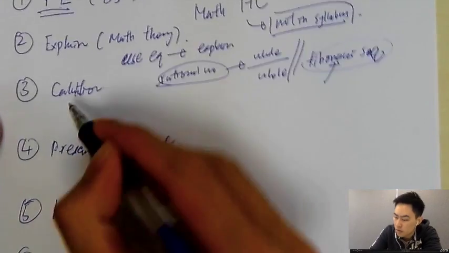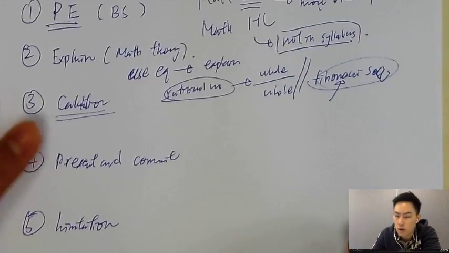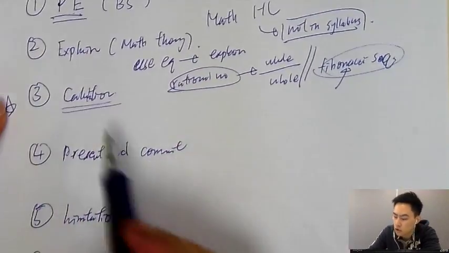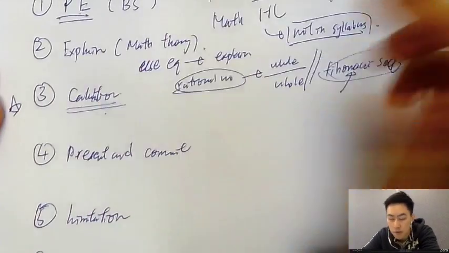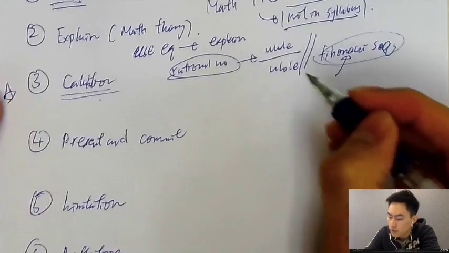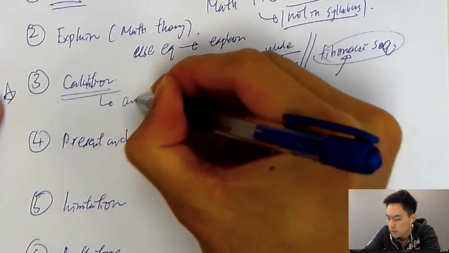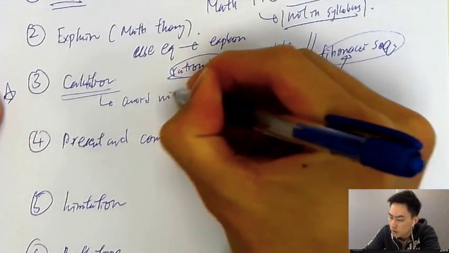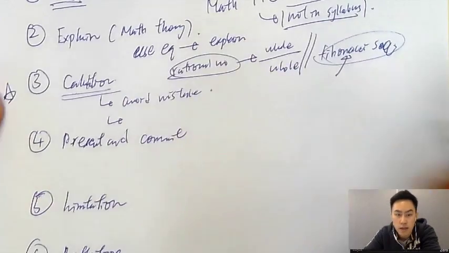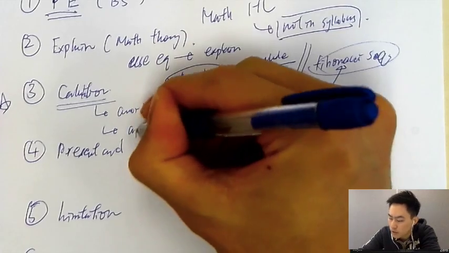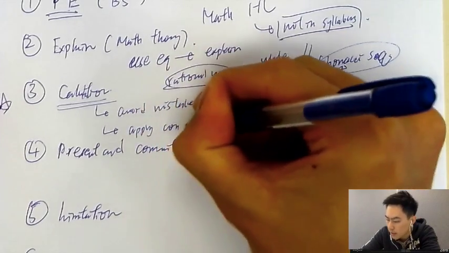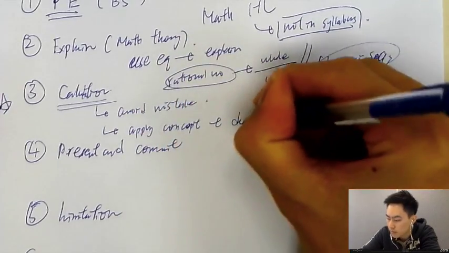And thirdly, this is the calculation part. This is very important, because it determines the major part of your Math IA. In this one you have to avoid mistakes. You have to make sure all your calculations are right, and of course you have to apply the concept and do the calculation.